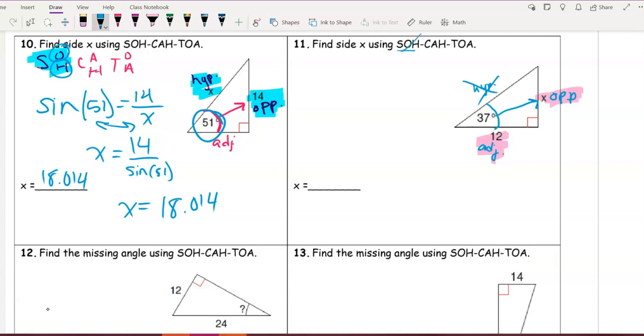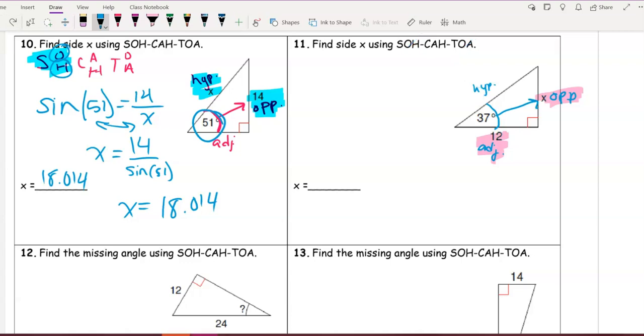Oh, it's going to be cosine. So we say cosine of the angle equals opposite over, A over H. So A is 12. Did I choose the wrong one? Yes. Oh my gosh, you guys are probably like, Miss O, I messed up.